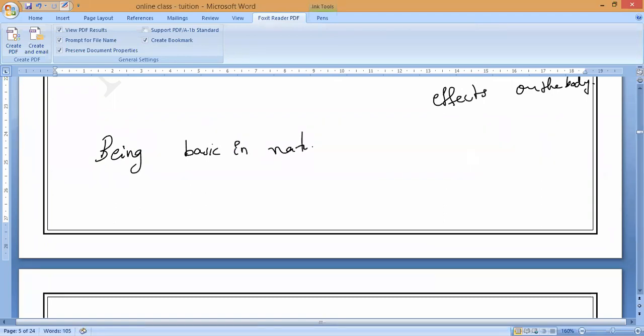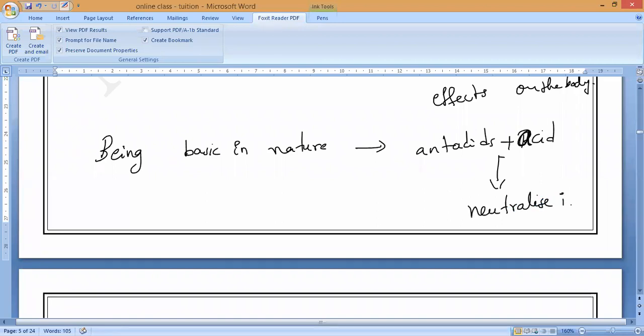Being basic in nature, antacids react with the acid in the stomach and neutralize it. That is what you have to remember. So immediately it will give relief to the person who is facing the problem of indigestion or acidity.